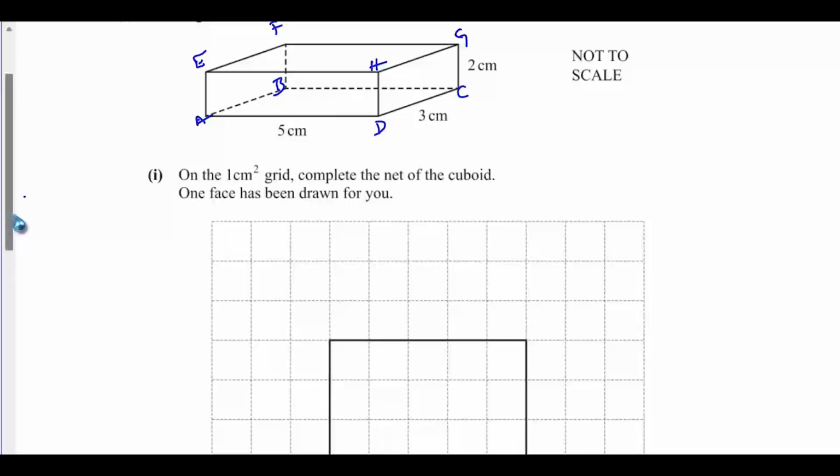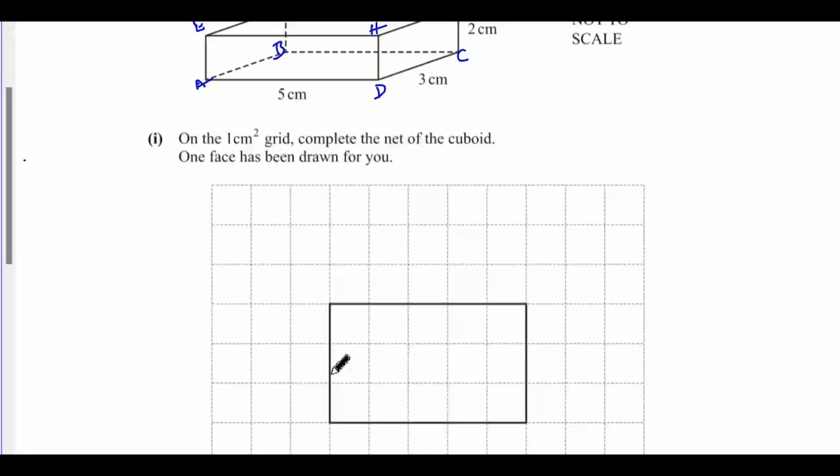So I can say I have the base here, that is A, B, then C and D. So this is 5 centimeters. So this will be 3 centimeters. Let's see, 1, 2, 3. So this place is also 3. This place is 5. Okay.